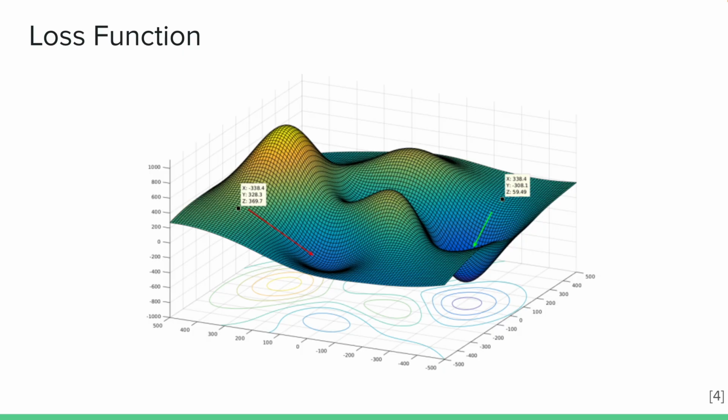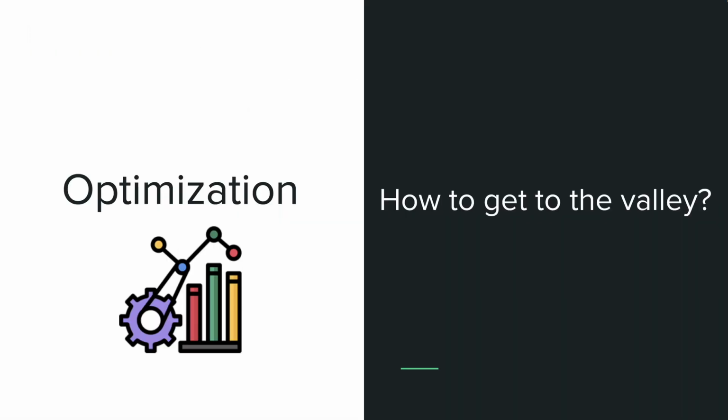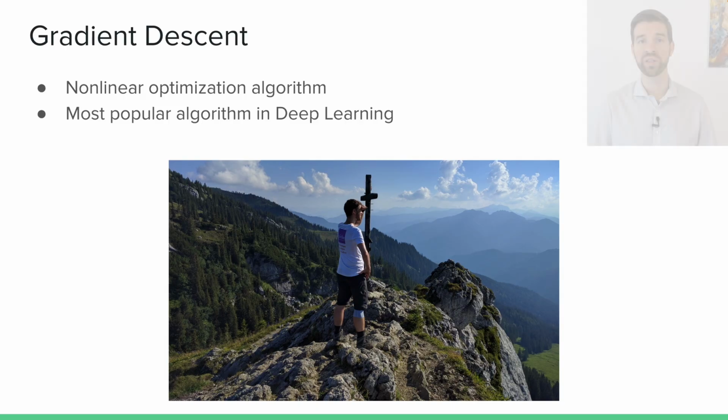However, the surface here can become extremely complicated. So the question is, how do we get to such a low value? And this is where optimization comes in. How do we get to the valley of this loss surface? One extremely popular algorithm used for optimization is called gradient descent. It's a nonlinear optimization algorithm, and it's the most popular algorithm in deep learning.